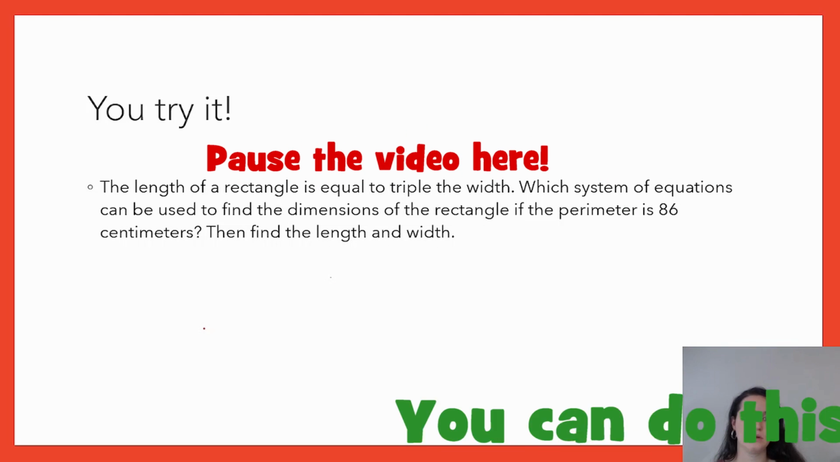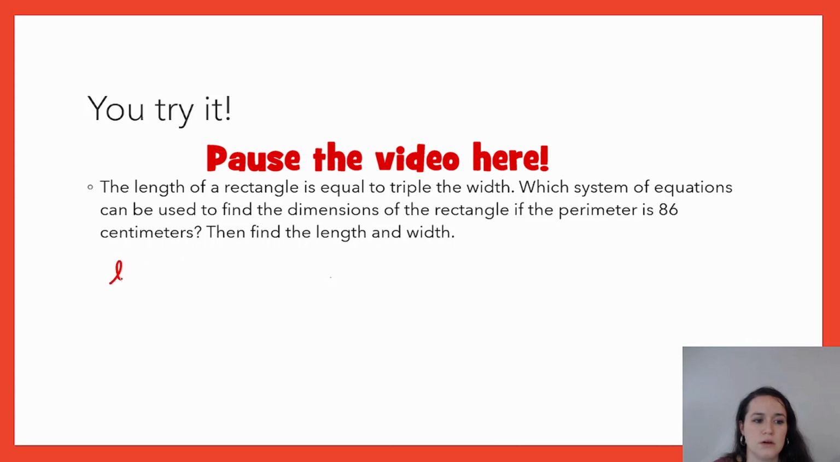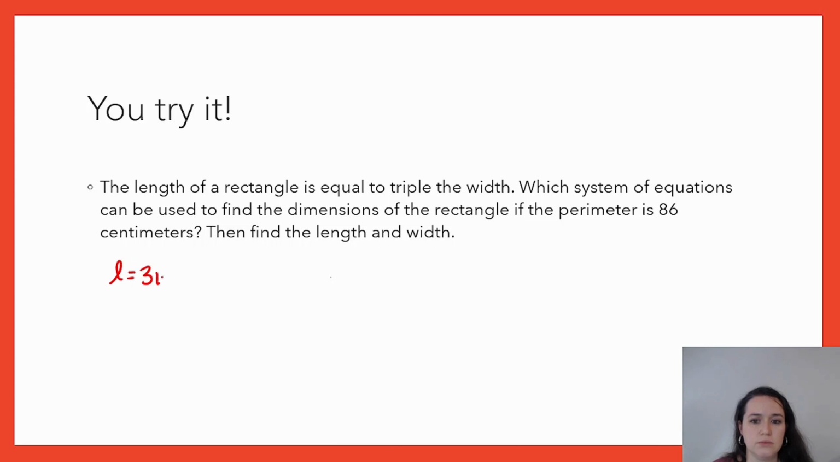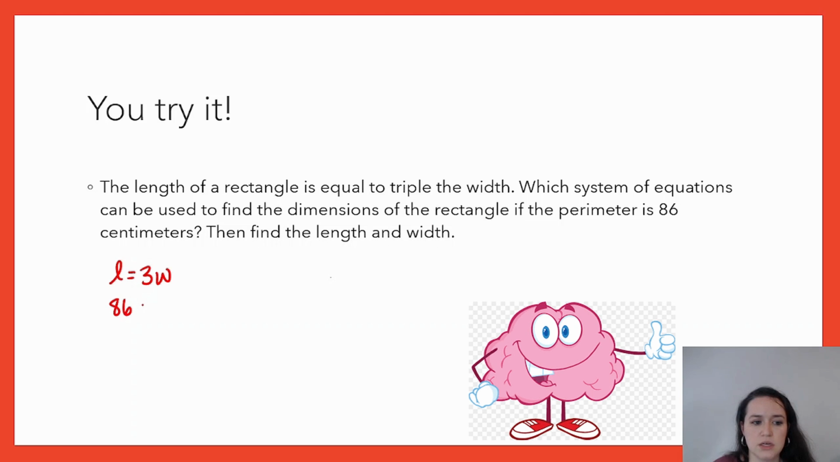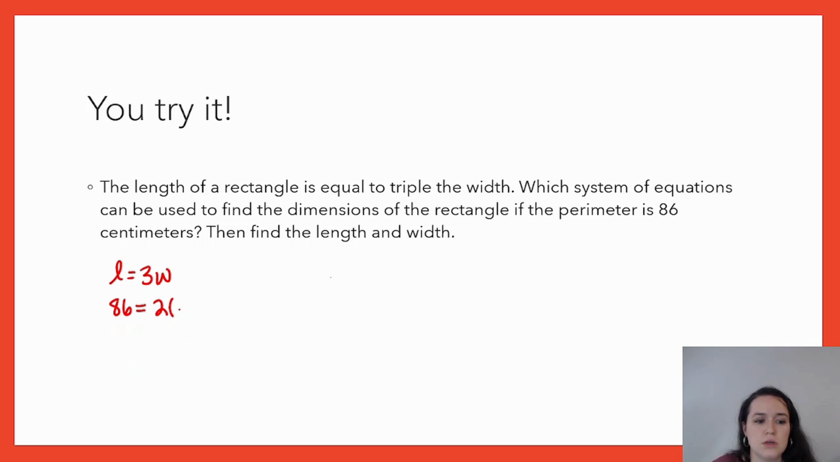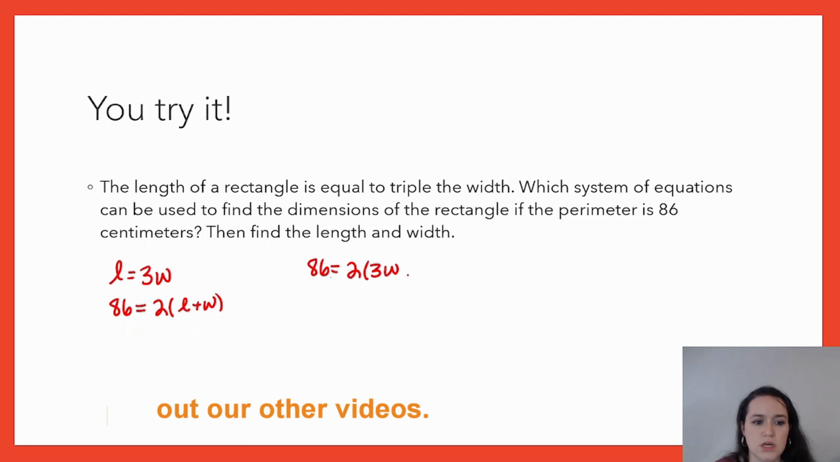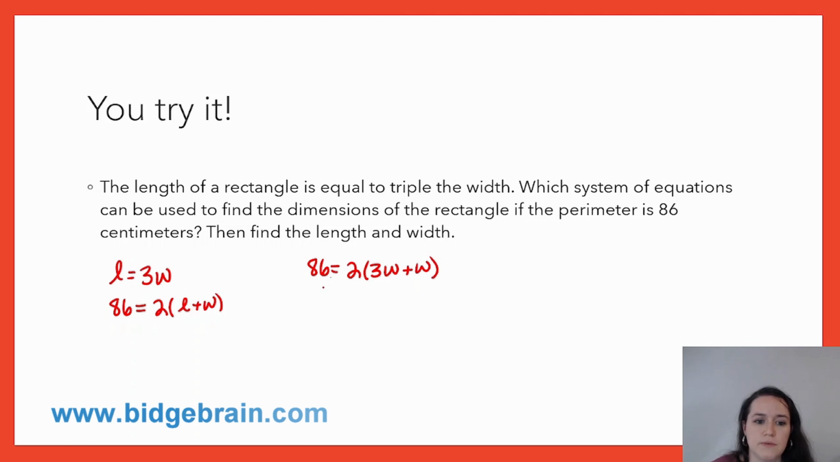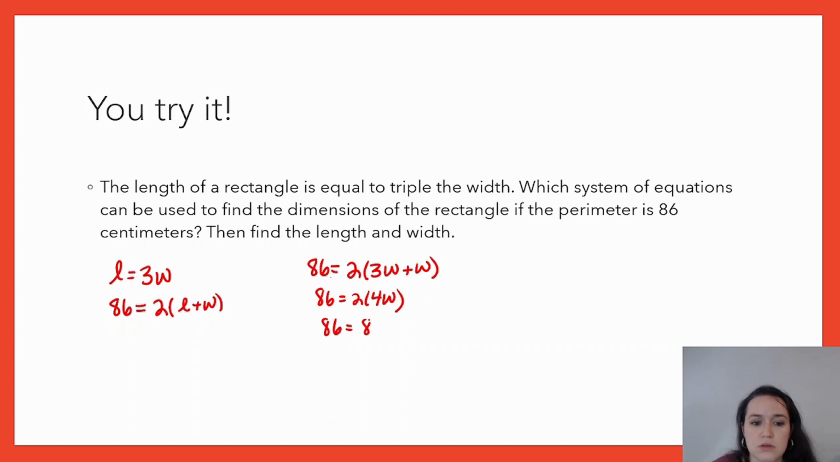With this one, the length of a rectangle is equal to 3 times the width, and we want to use the perimeter. So I know that perimeter, 86, equals 2 times the length plus the width, because that covers my 2 sides. That's just your formula. I'm going to use substitution for this one. We've got 2 times 3W plus W, so 86 equals 2 times 4W, so 86 equals 8W.